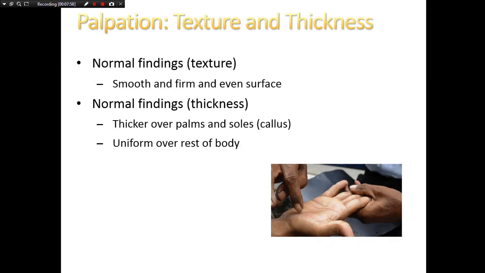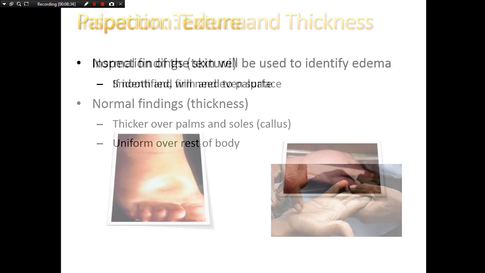So texture and thickness, we know it should be smooth and firm and fairly even, except when we get to the palms and the soles, right? Those are going to be the hardened work areas, so we're going to have a lot more calluses. So any abnormal finding would be abnormal thickness, not in those areas. There are specific diseases known as hyperkeratosis, where there's an overproduction of that first layer of the epidermis. On the hands and all over the feet, these patients can have very thickened, rough, scaled hands and feet. That would be an abnormal variation.